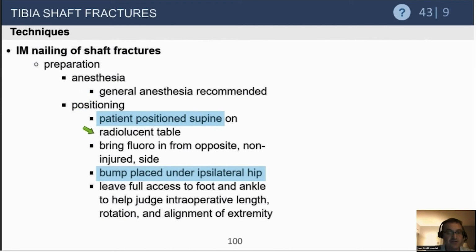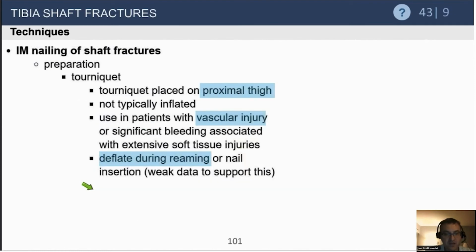Because we're going to be using fluoro. Bump the patient. This helps internally rotate just a little bit to help us get our starting point. You want to have full access to the foot and ankle. I also find it very helpful to prep in the contralateral leg and limb, especially if there's any issues that I think I might have with determining length, alignment, or rotation. Use the other side as a guide.